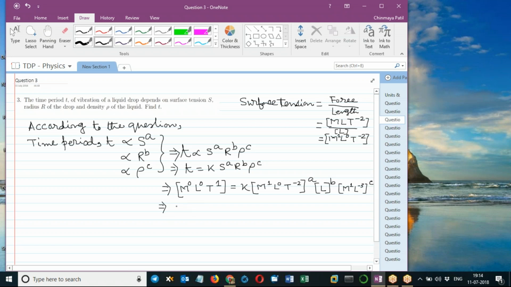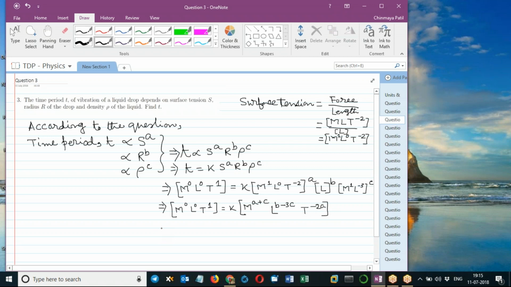Now if you compute all these things, what will we get? We get M power 0, L power 0, T power 1 is equal to k into M power a plus c, L power b minus 3c, and T power minus 2a.